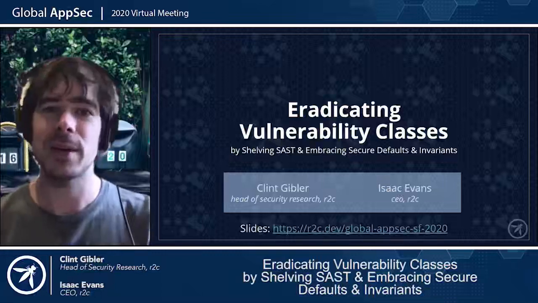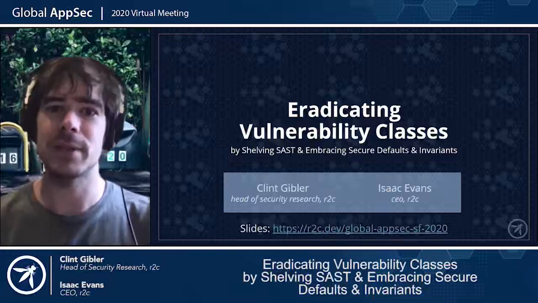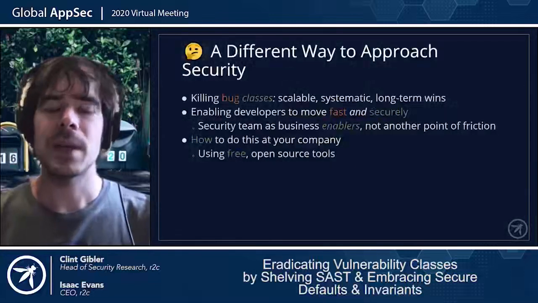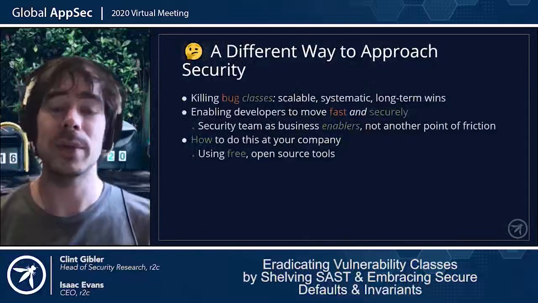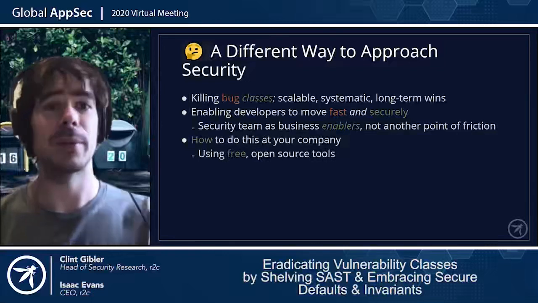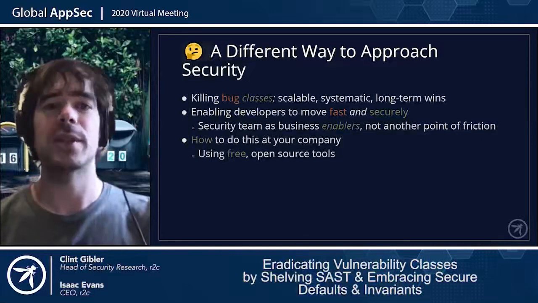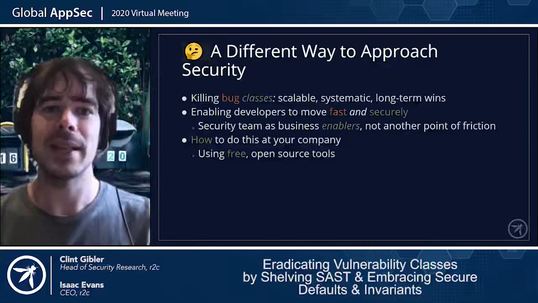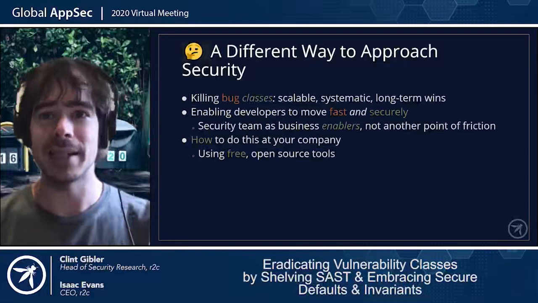So today we're going to be talking about Eradicating Vulnerability Classes by Shelving SAST and Embracing Secure Defaults and Invariants. This talk is going to take a bit of a different angle than many tools, talks, and really the industry as a whole. There's a number of benefits to this different approach we're going to be describing. First is that it's going to enable us to focus on killing bug classes rather than one-off ad hoc wins. And this enables us to be very scalable and systematic as AppSec programs and really get some nice long-term wins.